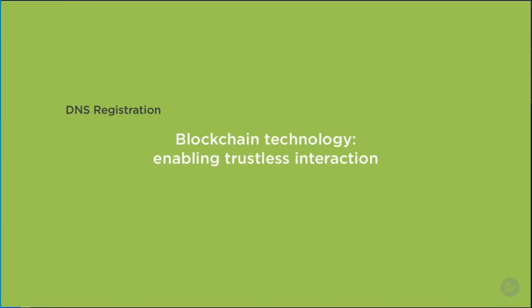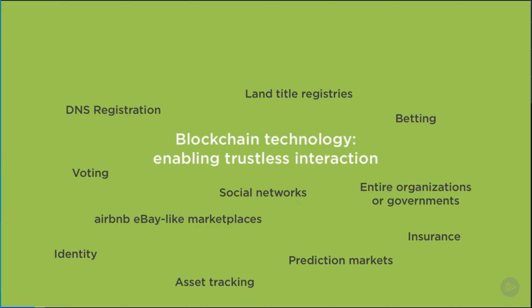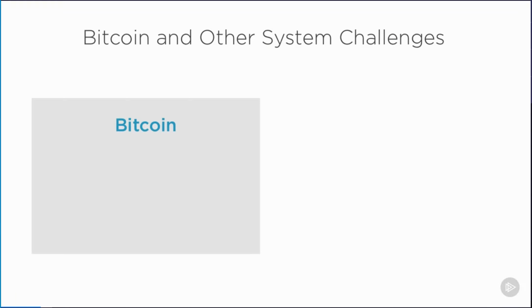DNS or domain name registries, land title registries, asset tracking, insurance, social networks, fully automated Airbnb or eBay-like marketplaces, betting and prediction markets, identity, voting, and even entire organizations or governments could benefit from trustless interaction and transparency between people. But most of these applications require more sophisticated rules than Bitcoin currently offers.